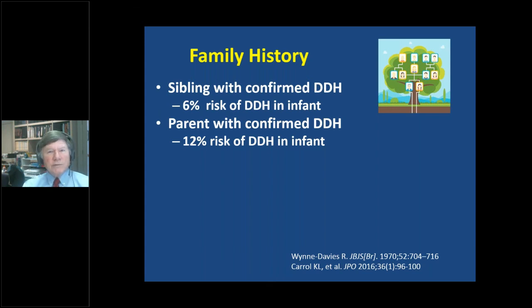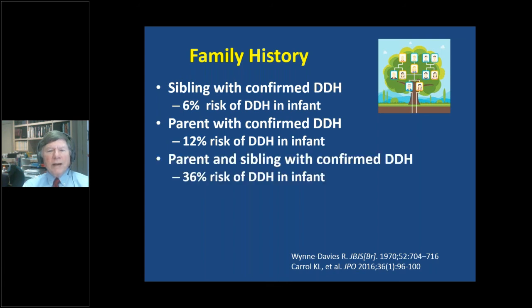So if the mother says, I was treated for hip dysplasia, then that's a child, even with a normal exam, you're going to want to get an ultrasound at 6 weeks of age. The parent and sibling, both, if they have confirmed DDH, there's a 1/3 risk that the next infant will have DDH. So these things are additive as well.